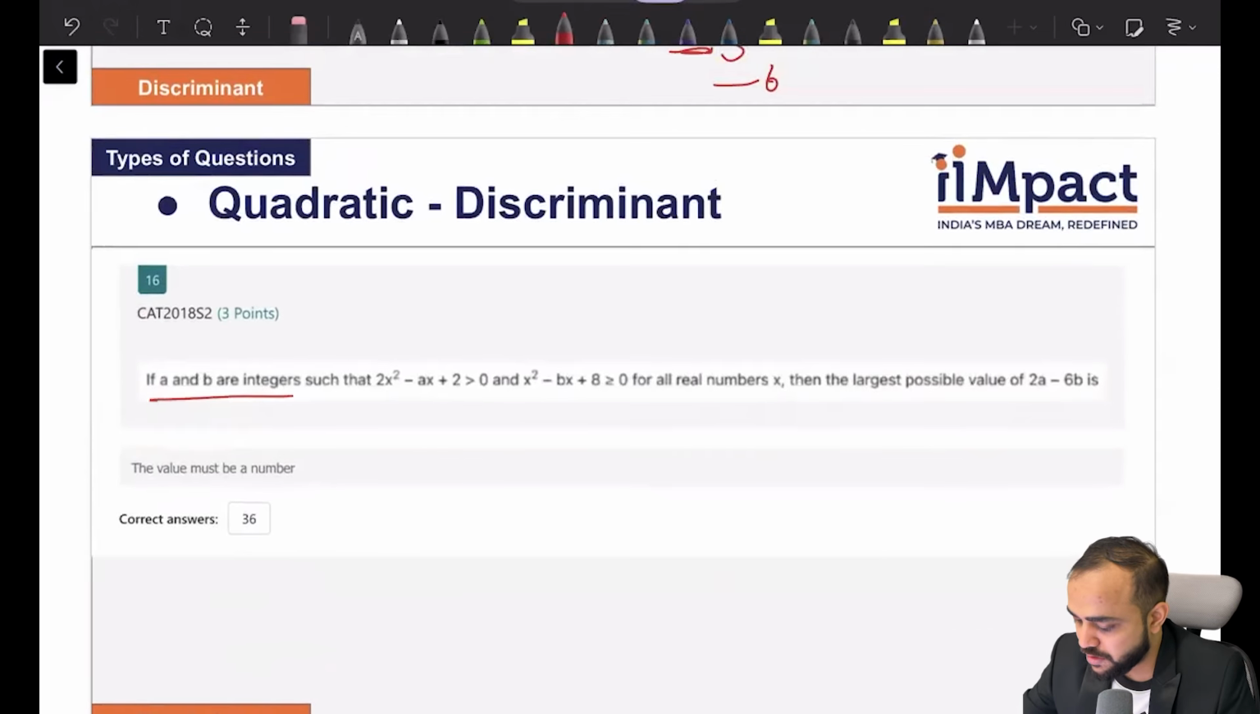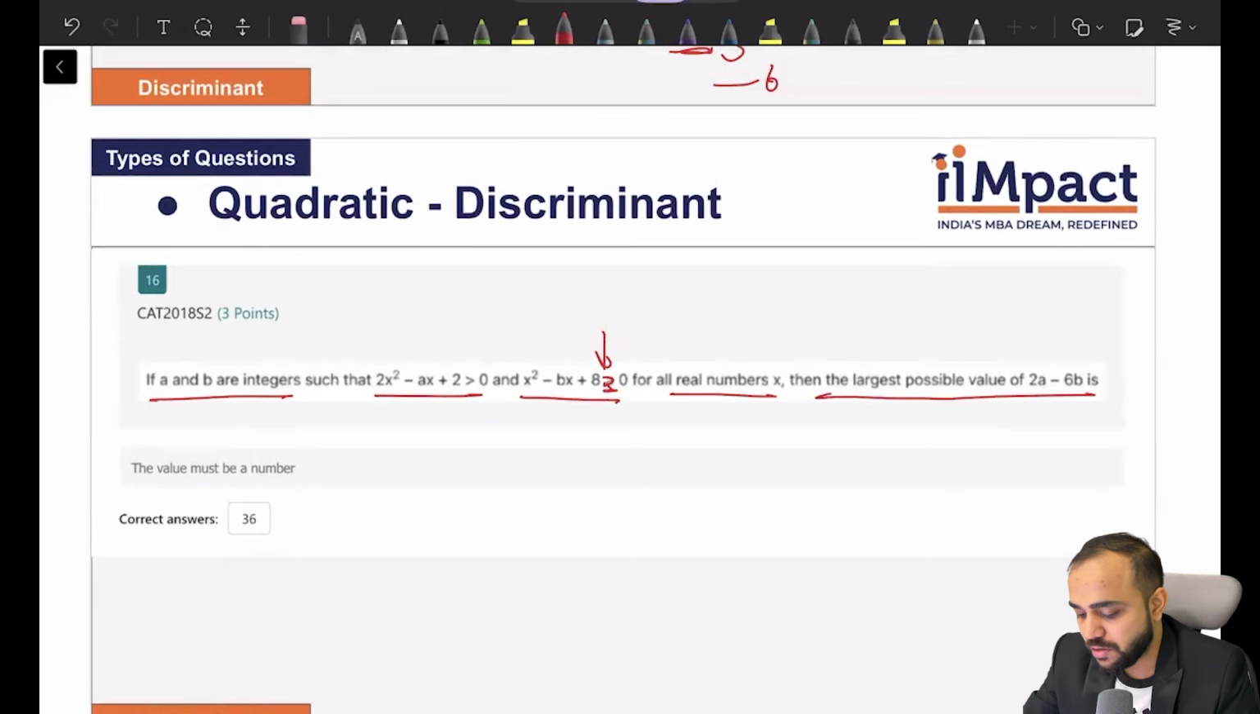a, b are integers such that 2x square minus ax plus 2 is greater than 0, x square minus bx plus 8 is greater than or equal to 0. So they tried to hide the equality, but I saw that. For all real numbers x, then the largest possible value of 2a minus 6b. This seems very trivial, right? I mean, a and b are not together in one equation.